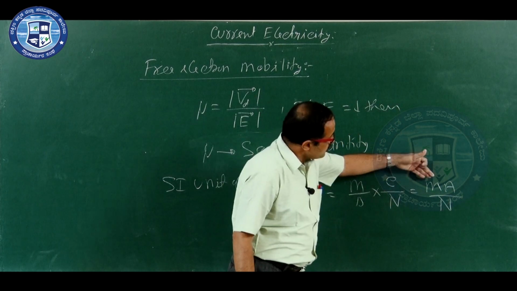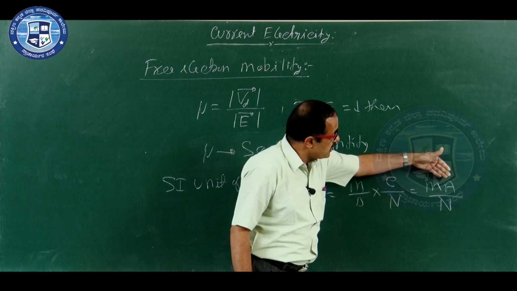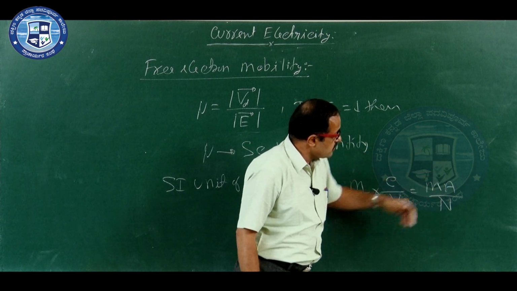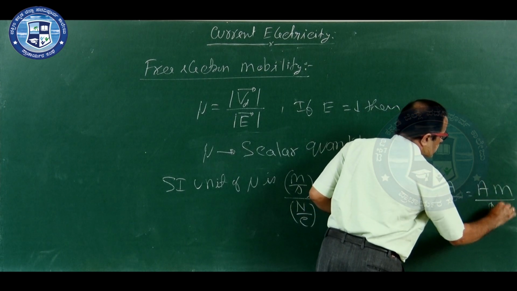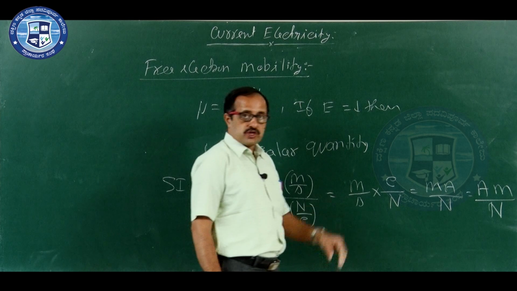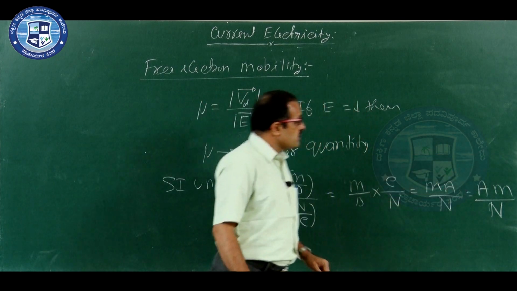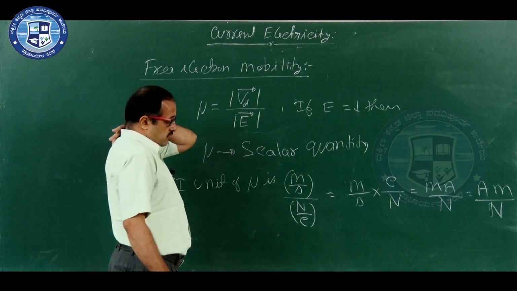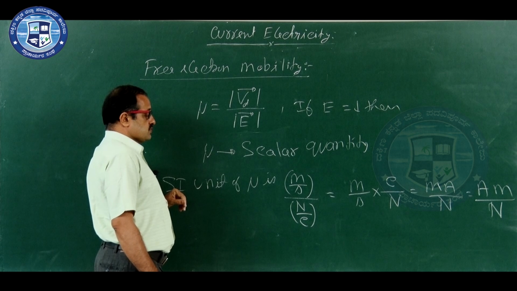And be careful, do not read this one as a milliampere. No, it is meter ampere divided by Newton. So, it is better to write like this: ampere meter divided by Newton. I think there is no chance for confusion. Ampere meter divided by Newton. This is the SI unit. And one more unit is there. What is the one more unit?